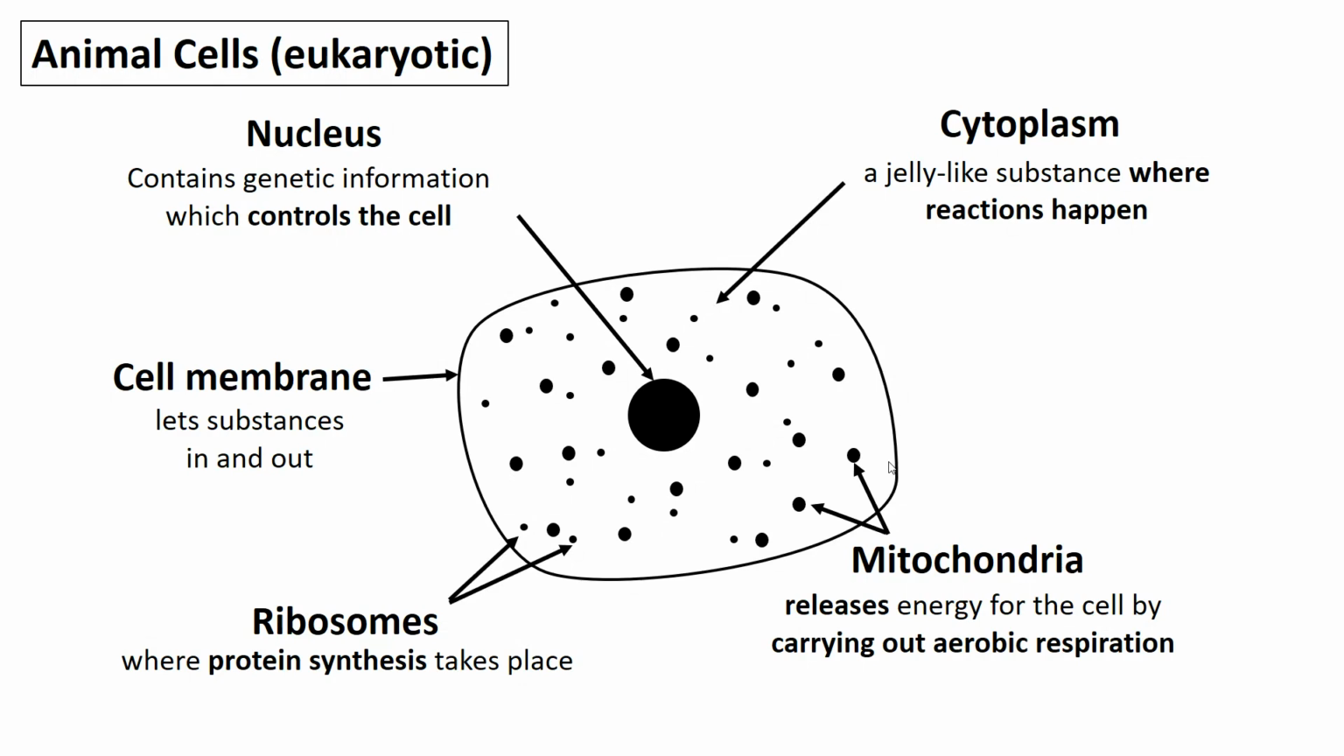The cytoplasm is where reactions happen. Mitochondria, that's aerobic respiration. Ribosomes, protein synthesis, and the role of the cell membrane is to let substances in and out of the cell. So they're all the core parts of a typical animal cell.